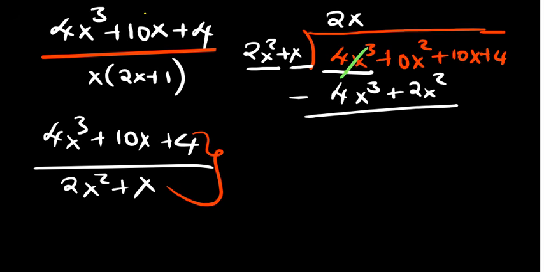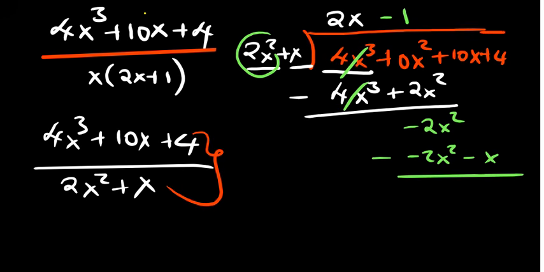So this part will go. Then 0x squared minus 2x squared is just going to be minus 2x squared. We'll divide again that part. It's going to be a minus 1. So you multiply there. What are you going to have? You have a minus 2x squared, a minus x. So subtract. So we have a 10x there. So this is going to be a 0. Then 10x minus x is going to be 11x. So we're remaining with a remainder 11x plus 4 there.